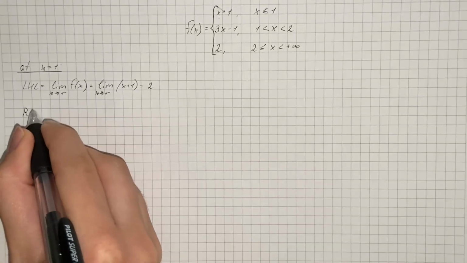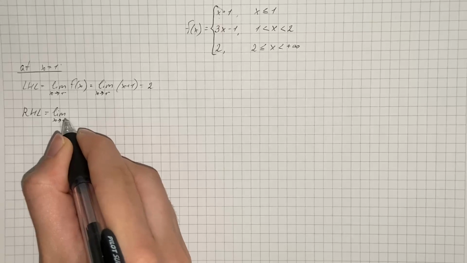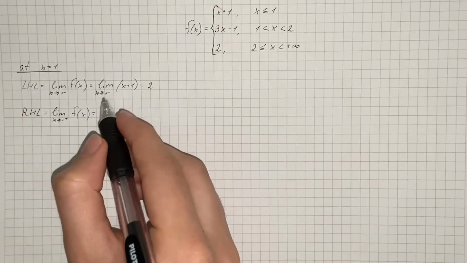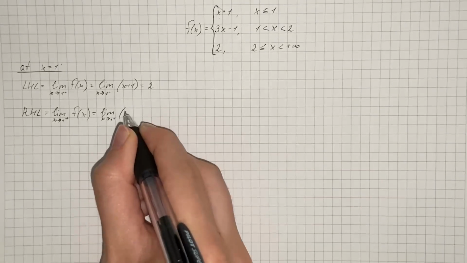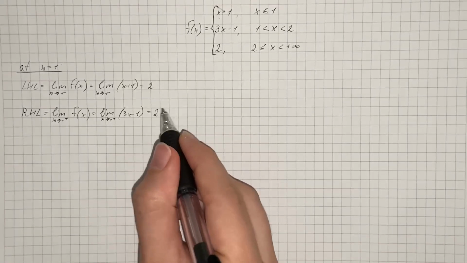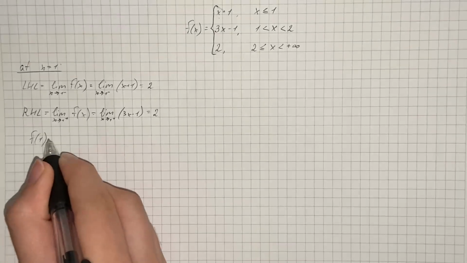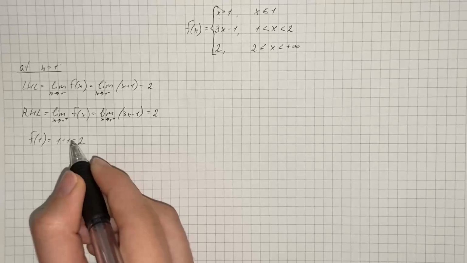And now we're going to find the right-hand limit. That's the limit as x approaches 1 from the right side. And when x is greater than 1, our function equals 3x minus 1. And therefore, we get that our limit equals 2. And the value of the function at this point is 1 plus 1, and it's going to be 2.